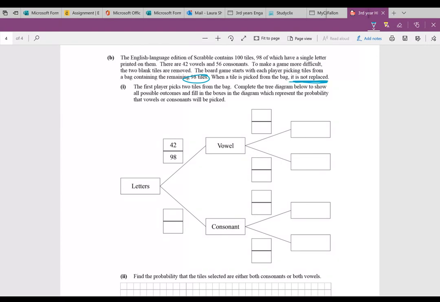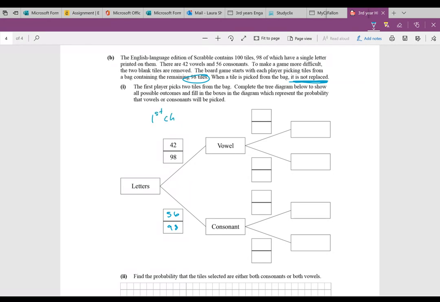First player picks 2 tiles from the bag. Complete the diagram to show the possible outcomes and fill in the boxes which represent the probability vowels or consonants will be picked. Okay, so the letters, I've got 42 vowels out of 98, okay, which means all of the rest have to be consonants. So 56 out of 98 consonants, okay. Now, in the second time, one of these tiles has been removed. So this is the first choice.